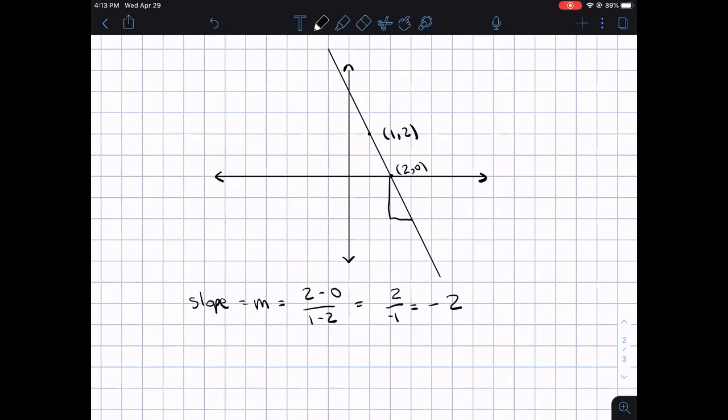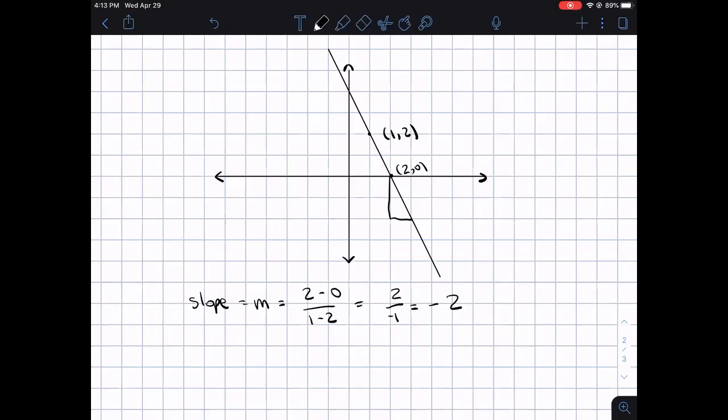So this has slope negative 2. A lot of people are saying the slope is 2, but the slope is actually negative 2. A way that I usually tell this is that if the line is going to the right, to the bottom, then the slope is negative.